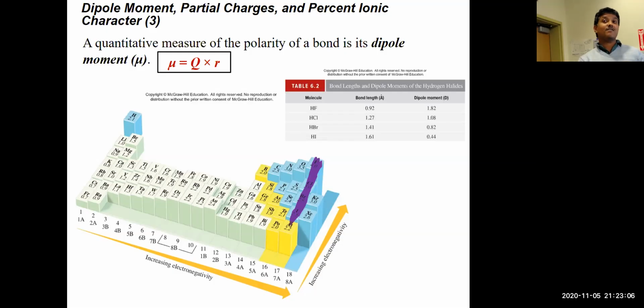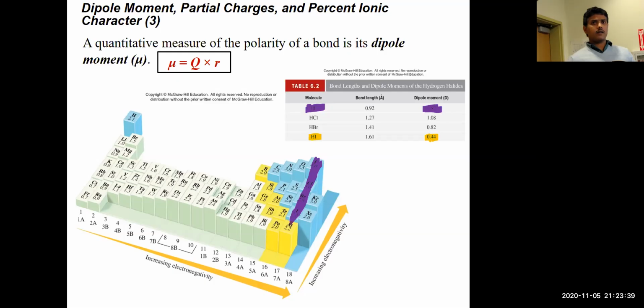Which means the HF bond has to be the largest polar bond compared to HCl, HBr, and HI, and HI has to be the least polar bond. Let's see if it is indicated by dipole moment correctly. I'm calling HF the most polar bond, and here I'm seeing a dipole moment of 1.82. And I'm calling HI the least polar bond, and I'm seeing a dipole moment of 0.44.